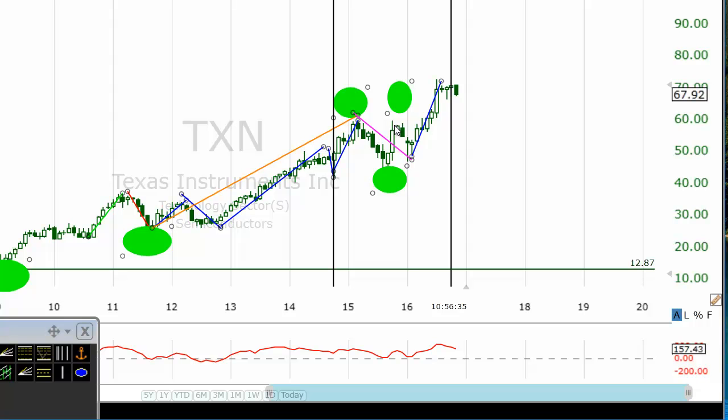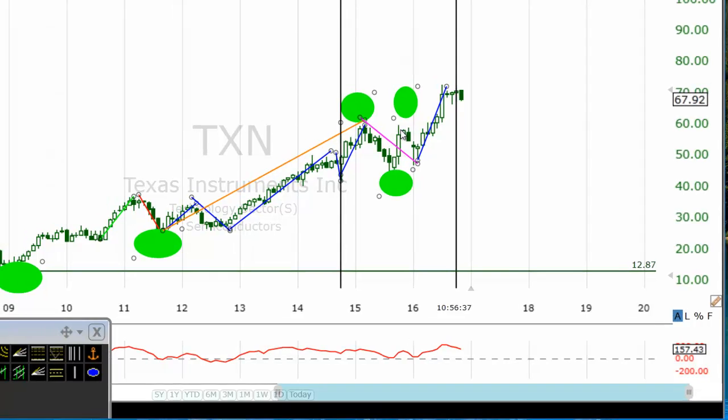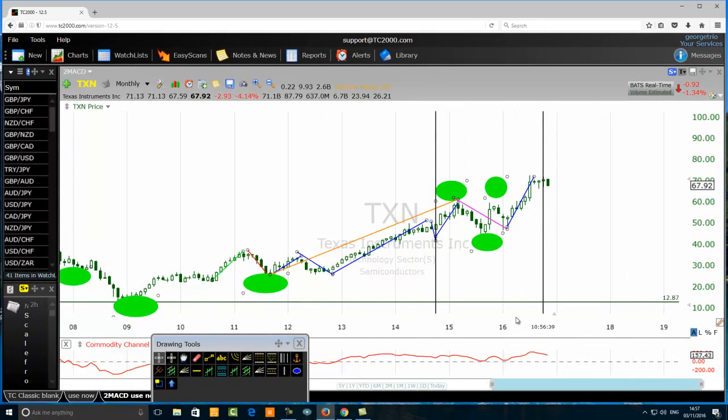The butterfly pattern. All right, it's a butterfly pattern. So here, if I apply Fibonacci, this is my XA.